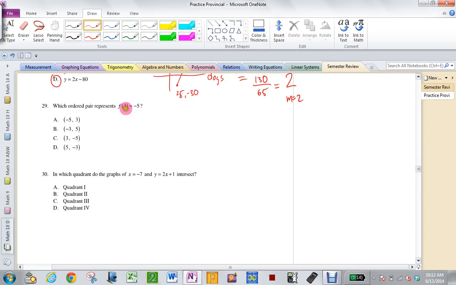Ordered pair here for 29. f of x, right? Well, what's x now? It's 3. So, which of these has x is 3? Just that one.